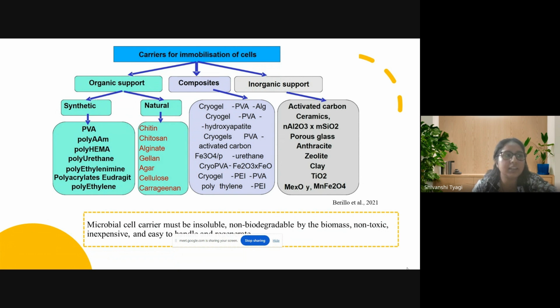The selection of the carrier or support material is a very important decision in an immobilization process, as it affects the viability of the immobilized microbes and therefore the efficiency of dye wastewater treatment processes. These are the carriers widely used for dye degradation studies.